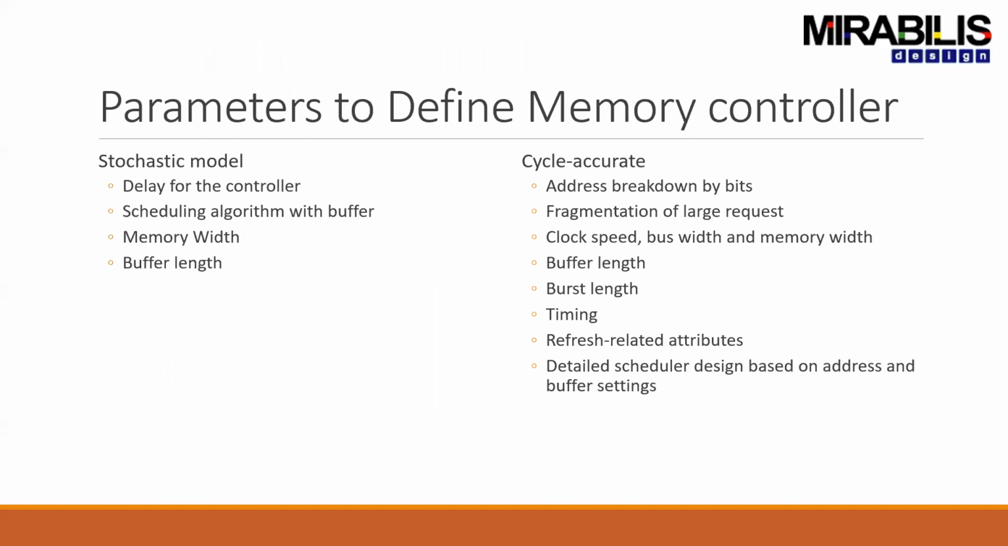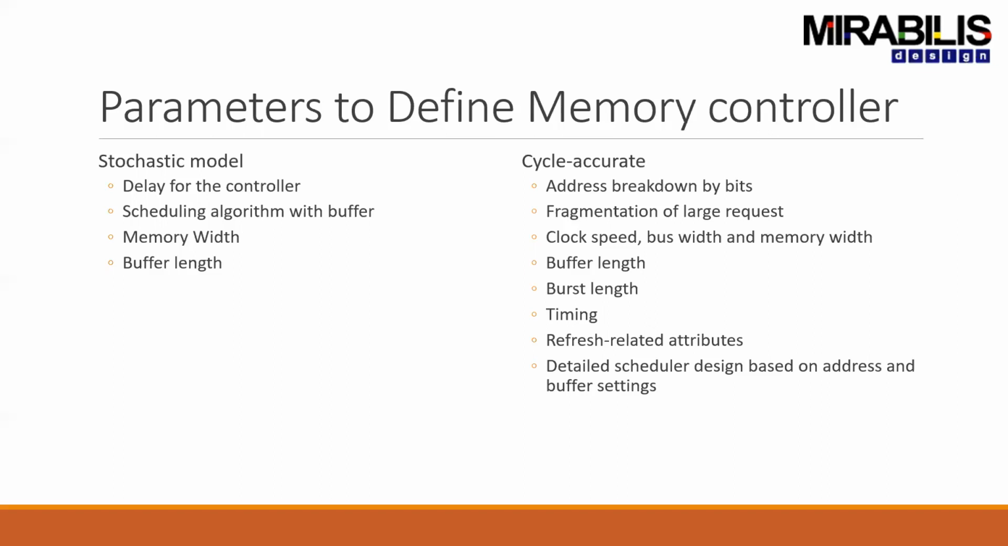So what's the difference between the two? If you look at the parameters to define a memory controller for stochastic versus cycle accurate, a stochastic one can be as simple as just a delay function. So you don't have the details of the address decode, like the memory map, all of those kinds of things, but rather it takes only cycles to go through the memory controller. Of course, you could have your scheduling algorithm for the buffering, and certain things like your memory width and your buffer length, but that's really all you need to start off defining your memory controller.